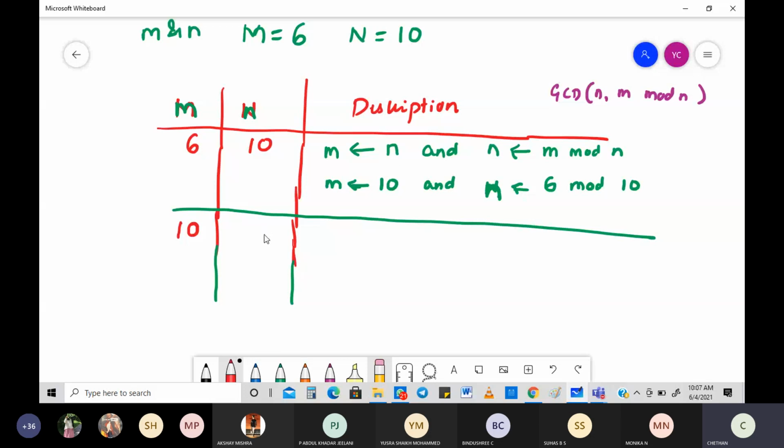Again, you check whether n is equal to 0. Is n equal to 0? No. So what do you do? Again, the same thing. What is the same thing? m is kept with whatever the value of n is put in m. And the next step, same thing. The same thing will keep on continuing till n becomes 0.